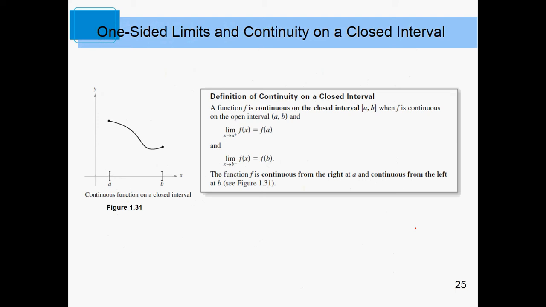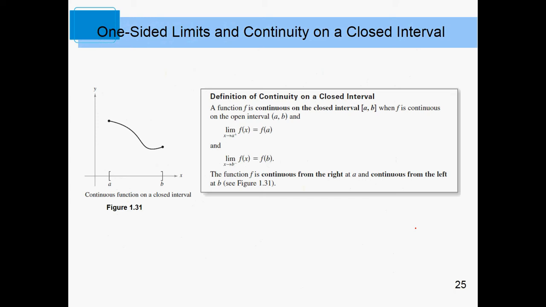So on a closed interval from A to B, f is continuous on the entire open interval from A to B, and the right-hand limit is equal to f of A, and the left-hand limit is equal to f of B. So at A, we have a right-hand limit, and it's at that point. At B, we have a left-hand limit, and it's at that point. There's no jump at the boundaries. We can't have a jump discontinuity at the boundaries, or else we're not continuous.